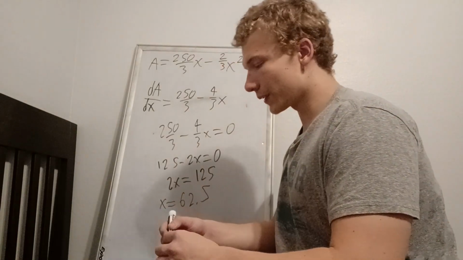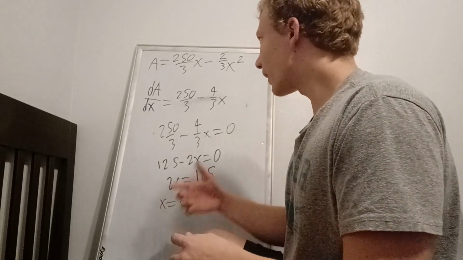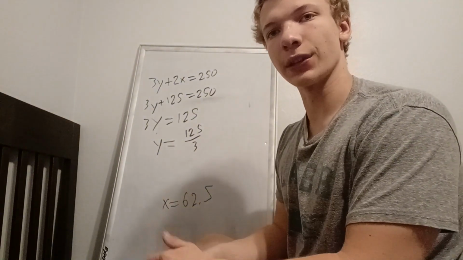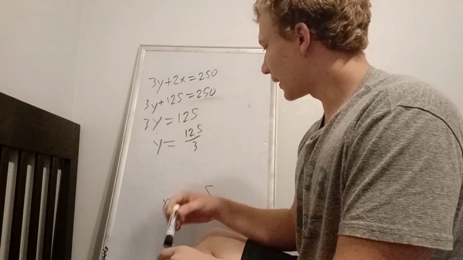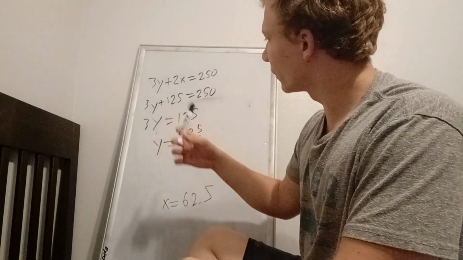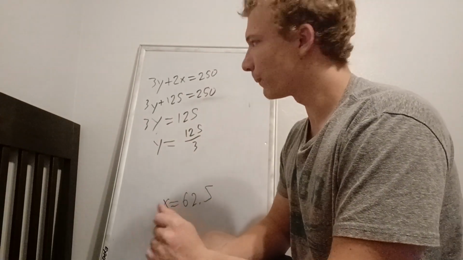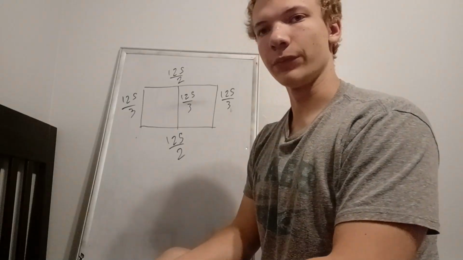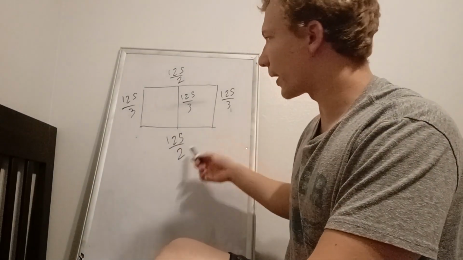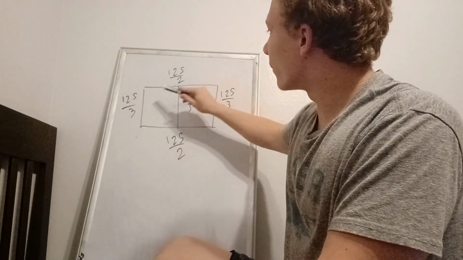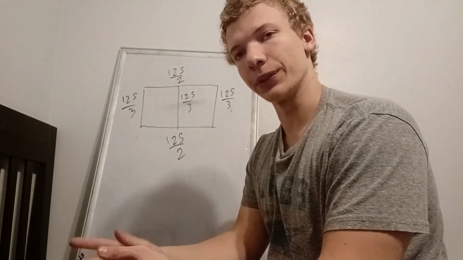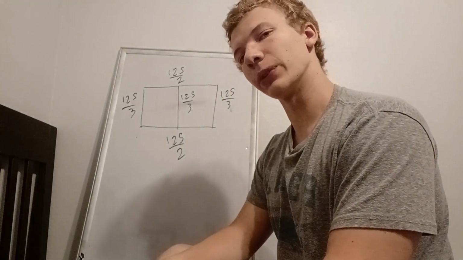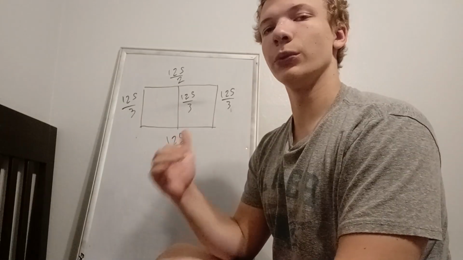Now we're not done, because this is just the x value. Remember our original equation. Our original equation is, of course, 3y plus 2x has to equal 250. Plugging in our 62.5 for x, we get that 3y plus 125 equals 250, 3y equals 125, and finally y equals 125 over 3. So this is what the real life setup for the corral would look like. You would have one side of it being 125 over 2 meters, say, long, and then 125 over 3 meters wide. And this would get you your maximum area.